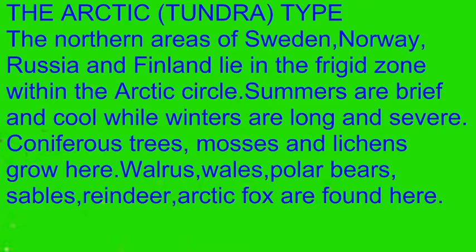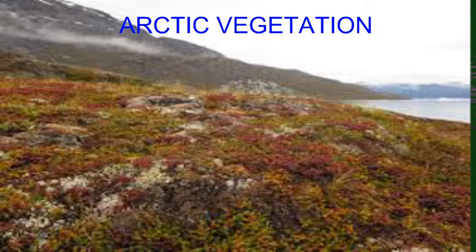Now we have coniferous trees growing to some extent there, but mostly we have mosses and lichens. Animals like walrus, whales, polar bears, sables, reindeers and Arctic fox are found in this region. So this is how the tundra or the Arctic vegetation looks like. Mostly mosses and lichens are found. And if you go slightly to the lower regions, then we'll have some amount of coniferous trees being found there.